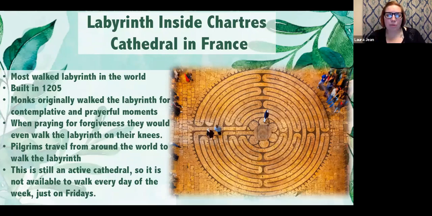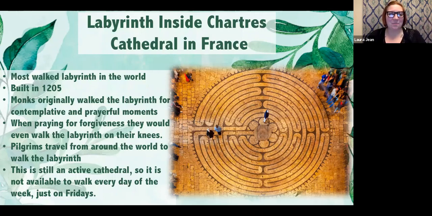Monks originally walked the labyrinth for contemplative and prayerful moments. And this one fact I thought was interesting: it said that when they were praying for forgiveness or prayers of repentance, they would actually walk the labyrinth on their knees, which sounds miserable to me because I hate doing anything on my knees, and to do it on that hard tile floor just sounds painful. But I guess because of the kind of prayer they were praying, they wanted that experience.